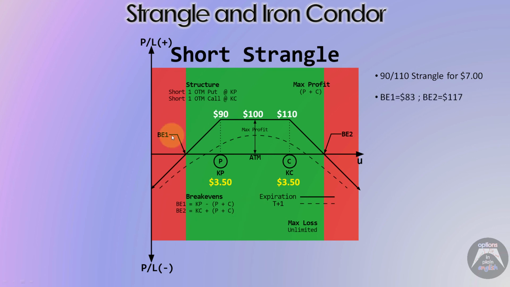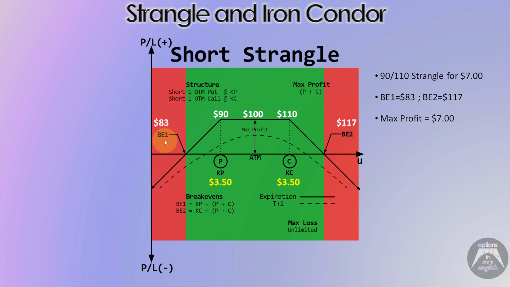Your break even is going to be, if you follow the formula here, the strike price here, the put, minus the total credit. So it's going to be 90 minus 7, which is 83. And on the call side, your break even is going to be the strike price where you have the call plus the total credit that you received. So it's going to be 110 plus 7, 117. So you have break-even 1 being 83 and break-even 2 being 117. So it's basically where the strike prices are, and then you move further from the at-the-money price by the credit that you receive, and that's where you have your break-evens.